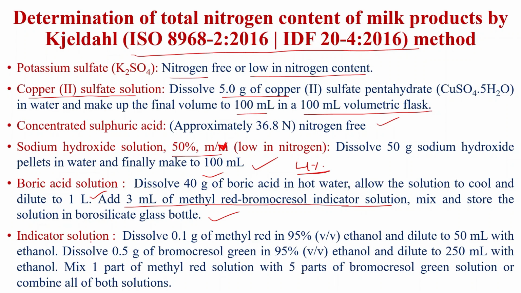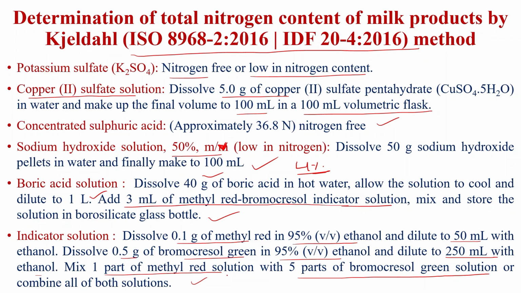Now how the indicator solution is to be prepared: you take 0.1 gram of methyl red in 95% ethanol and dilute to 50 ml with ethanol. So it is to be prepared in 95% ethanol only. Then you dissolve 0.5 gram of bromocresol green in 95% ethanol and make up the volume to 250 ml with ethanol. And then you mix 1 part of the methyl red solution and 5 parts of the bromocresol green solution. Simply you combine both solutions, and you will have the indicator solution.